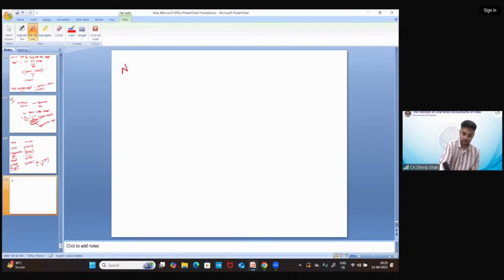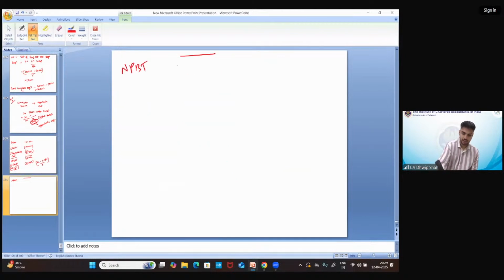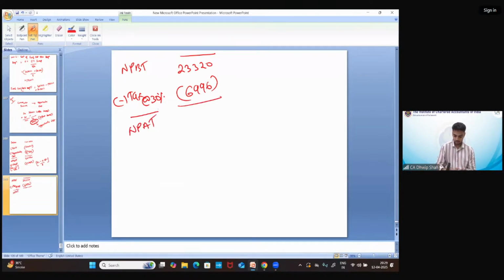So my NPBT comes to 46,070 minus 22,750, that is 23,320. Less tax, given at 30%, into 0.3, that is 6,996. NPAT is 23,320 minus 6,996, which is 16,324. Add back depreciation because it is a non-cash expense.